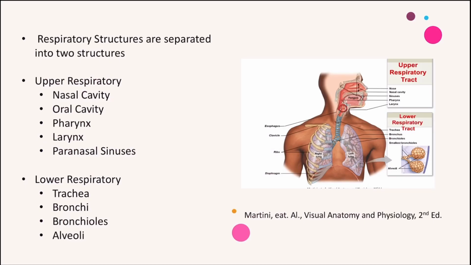The respiratory system has two major structures that make it up, which is the upper and the lower respiratory tract. With the upper respiratory tract, there's the nasal cavity, oral cavity, pharynx, larynx, and the paranasal sinuses. Then with the lower respiratory tract, there's the trachea, bronchi, and alveoli.